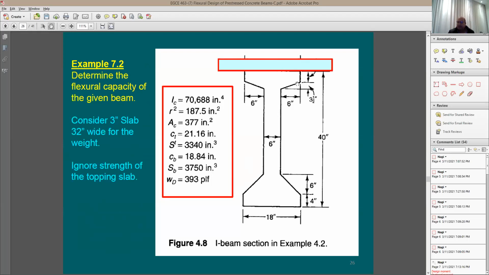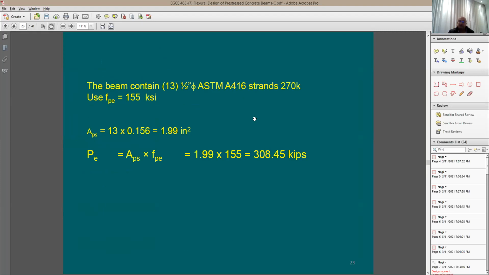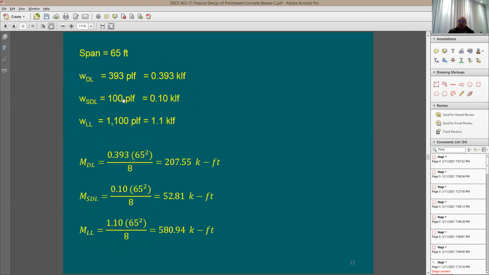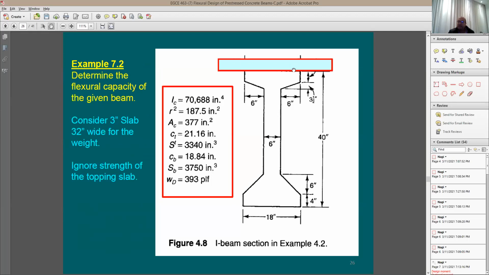Properties are going to stay the same for this beam section. It says here, consider a 3-inch slab, 32-inch wide, just for the weight. Ignore the strength of the topping slab. Now let me go back also to the previous example and look at some stuff here. It says here superimposed dead load. What is the superimposed dead load? It says here 100 plf. If you take the weight of this slab, this is going to be the 100 plf.